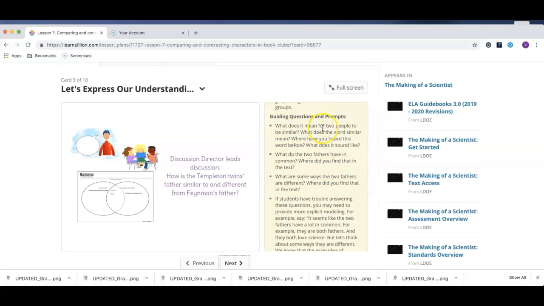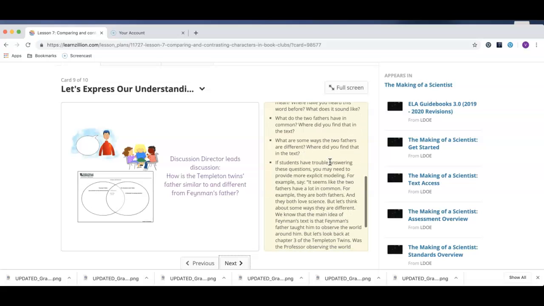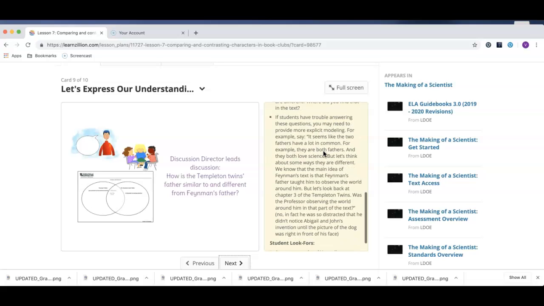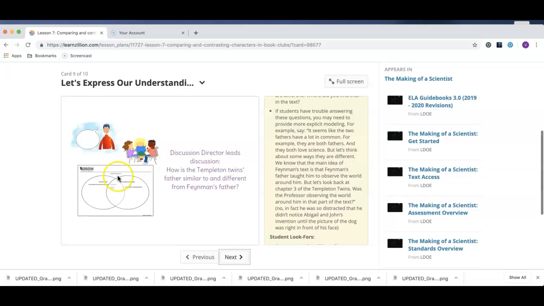What does it mean for 2 people to be very similar or to be similar? What does the word similar mean? Where have you heard this word before? What does it sound like? What do the 2 fathers have in common? Where did you find that in the text? What are some ways the two fathers are different? Where do you find that in the text? Make sure you're looking for differences and similarities.